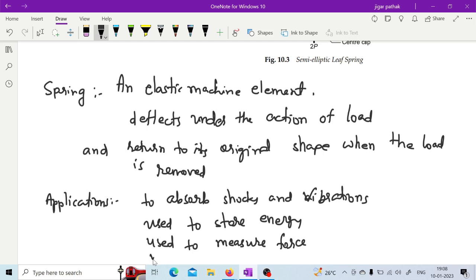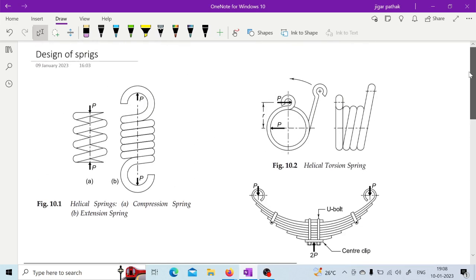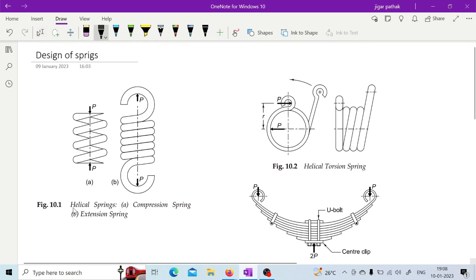And it's sometimes also used to apply force, like in a cam and follower mechanism we are using a spring to apply force so that contact remains between cam and follower. So there are various applications of springs, and generally various types of springs, but helical springs are most widely used. In helical springs also there are various types. As you can see in this given figure, compression spring and extension spring are there.